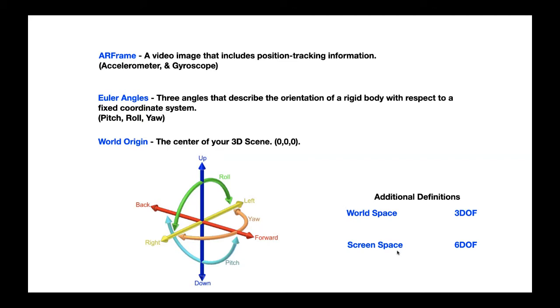Some additional definitions worth pointing out: world space, which is any of the space that's in your virtual world. Screen space, which is any of the space that's on your screen. Then our 3DOF, or 3 degrees of freedom, which refers back to our Euler angles where we can look in different directions. And our 6 degrees of freedom, or 6DOF, would be our entire diagram, where we have all of the rotational angles and all of the movement, where we can move up and down, left and right, and look in any direction.